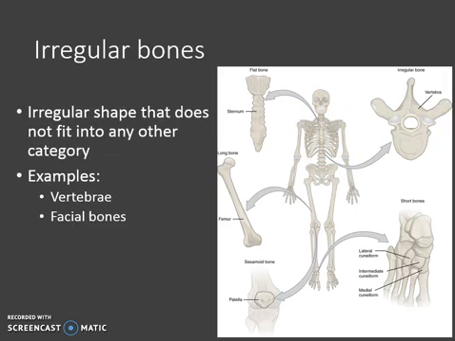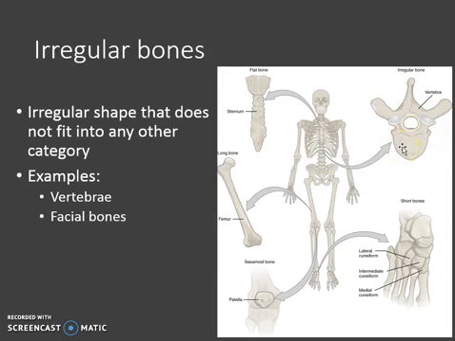Irregular bones are bones that don't fit in any other category, so we just lump them together as miscellaneous. Any bone that's got a weird shape, you're just going to stick in the irregular bone category. Examples of irregular bones are things like the vertebrae. The vertebrae in your back have a very unique shape to them.